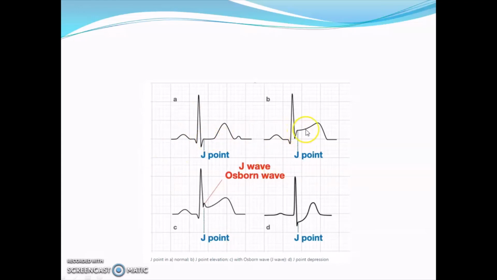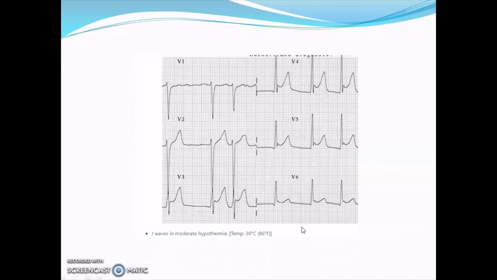Okay, this is a J point elevation. The point where the QRS meets the ST is elevated. This is called J point elevation. And this is a J wave. A small positive wave at the J point is called a J wave. This is a J point depression. So this is the ECG of hypothermia. You see there is a small J wave at the J point.